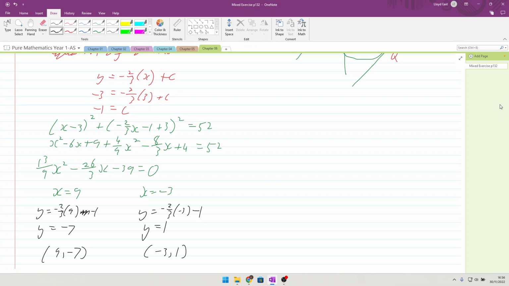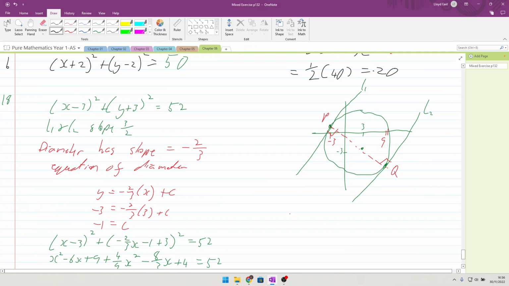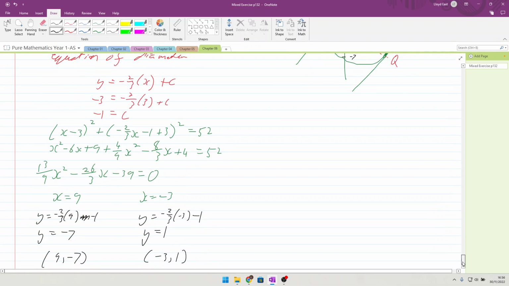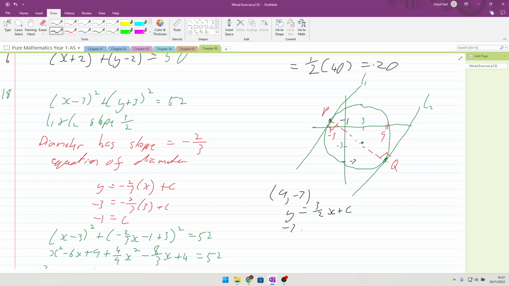Okay, and finally find the equation of the lines L1 and L2, give your answers in this format. So we know it's going to have a form, what was it, with the point 9, minus 7, and this one was minus 3, 1. So for 9, minus 7, y equals, at the moment it's minus 2 over 3, we were told it's 3 over 2, 3 over 2 x plus c, so minus 7 equals 3 over 2 times 9 plus c.